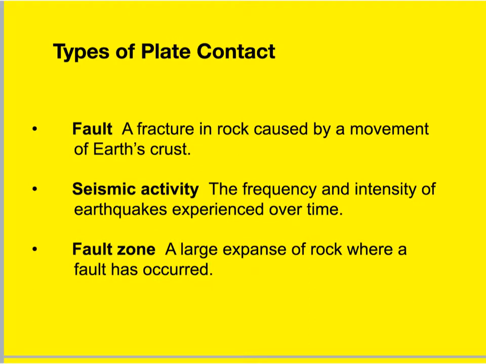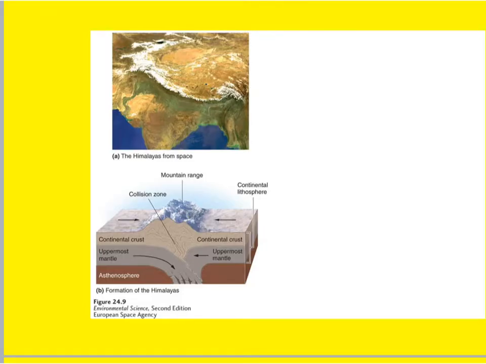A fault is a fracture in the rock across which there is movement. When this occurs, there is a high level of seismic activity, which is the frequency and intensity of the earthquakes experienced over a particular time. A fault zone is a large expanse of rock where a fault has occurred. Fault zones, also called areas of high seismic activity, form in the brittle upper part of the lithosphere, where two plates meet or slide past one another. In these large expanses of rock, the rock near the plate margins becomes fractured and deformed from the immense pressure exerted by the plate movement. We'll discuss faults and earthquakes in more detail later.